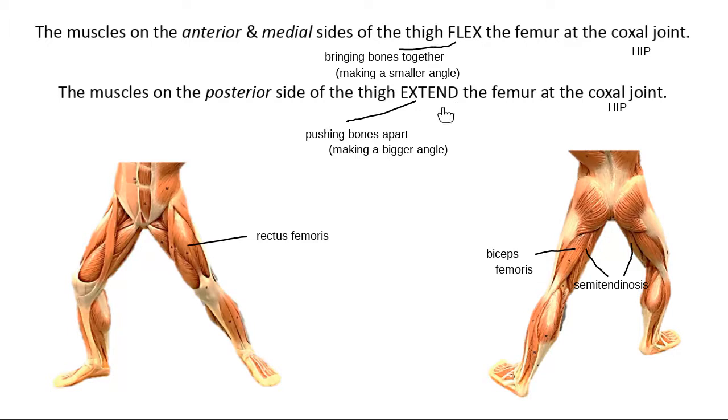Extension is actually easier to see, though, when you're standing up. Extension of your femur is when you put your leg toward the back of your body. So if you're lifting it up behind you, that's extending the femur toward your back, flexing the femur toward your front. So if I'm a muscle who lives on the back side of the thigh, I'm going to pull the femur toward the back side at the hip joint. I'm going to extend the femur at the hip joint.